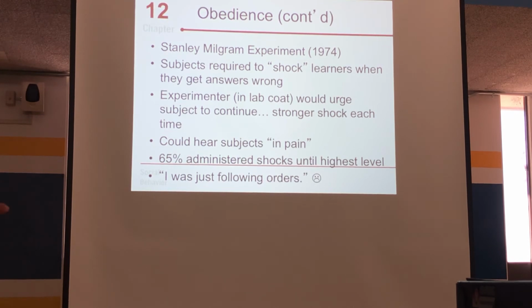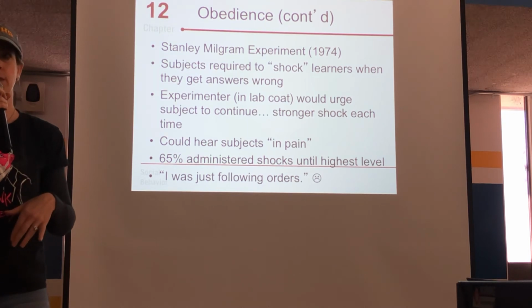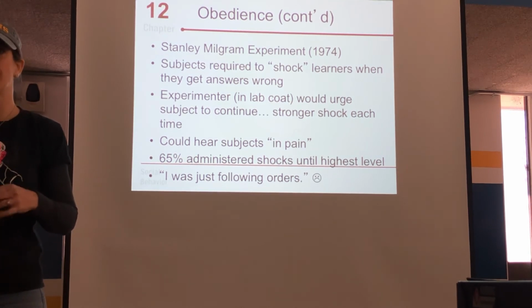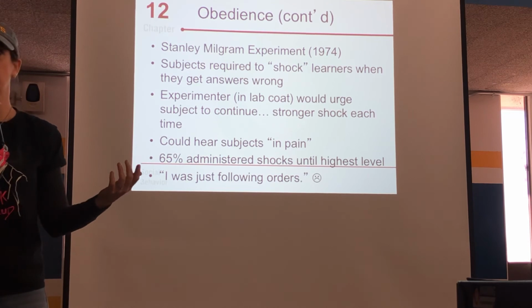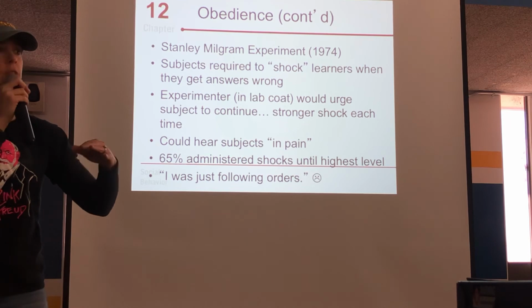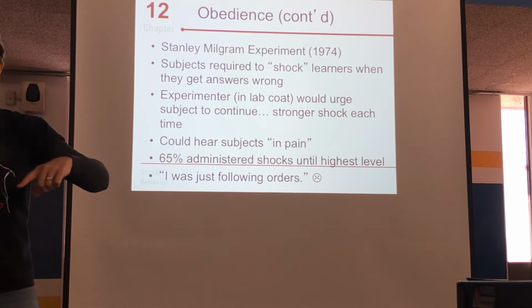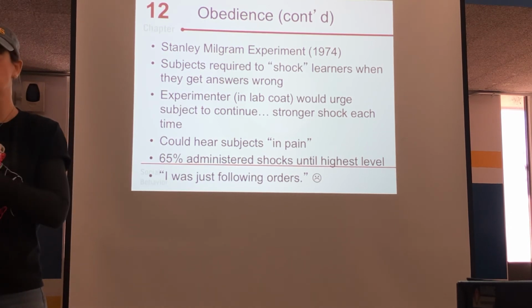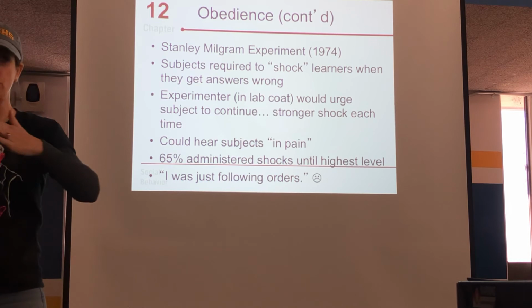Once again, there was an accomplice who was the one pretending to be shocked. The subject was the... What do we call that person? The teacher. Remember, the subject was the teacher, the accomplice was the learner. The subject would have to read the words, and then the learner, the accomplice, would give the matching word, and on purpose gave the wrong one, and then the subject would have to shock them, but we know that the shock was not real. Okay? Good.